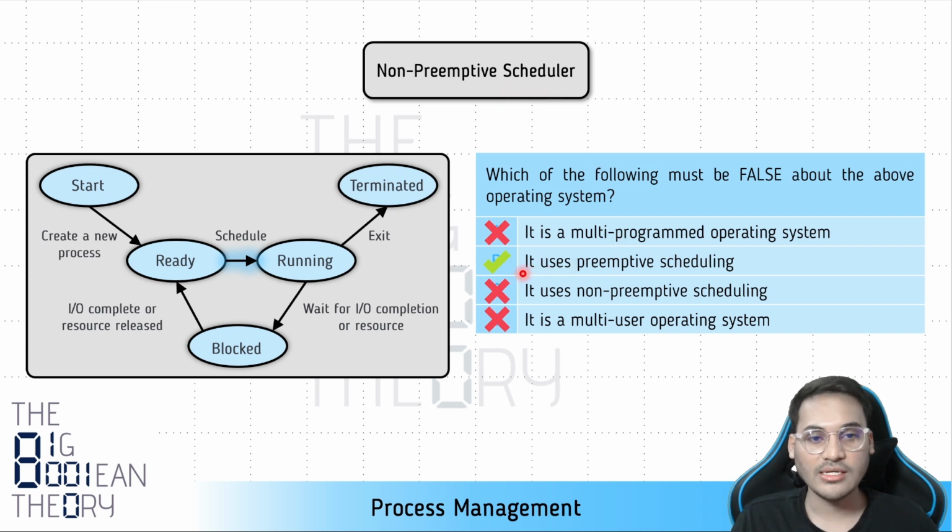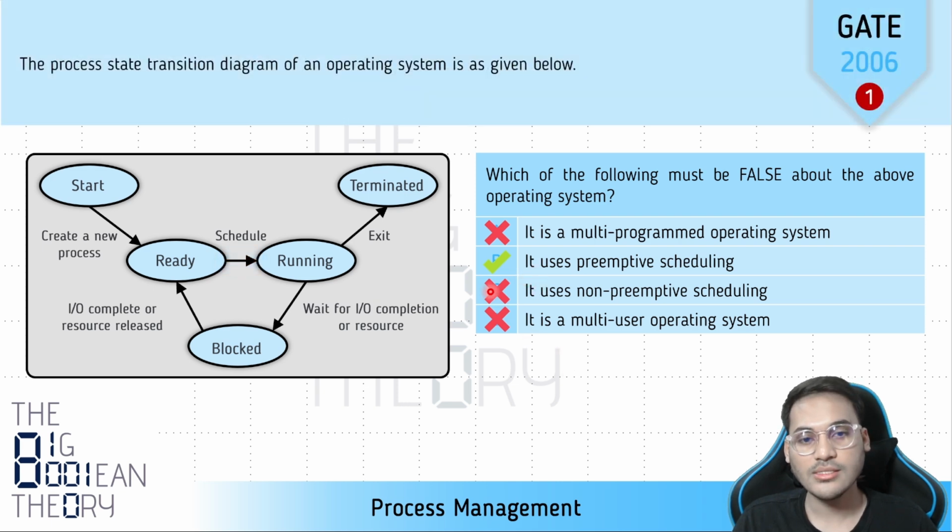So the statement that it uses preemptive scheduling is a false statement. So option B is the correct answer. Option C says that it uses non-preemptive scheduling. This is a true statement, and since the question is focusing on the false part, this option is false. So the correct answer is option B: the statement that it uses preemptive scheduling is not true. This operating system is based on a non-preemptive scheduler.